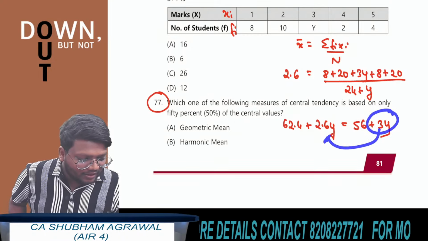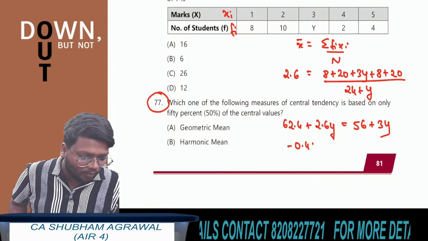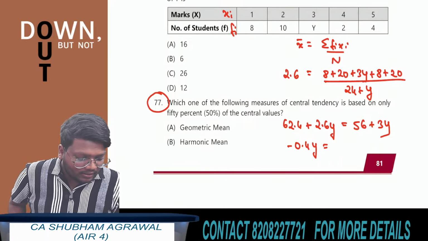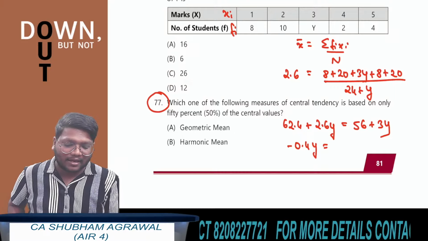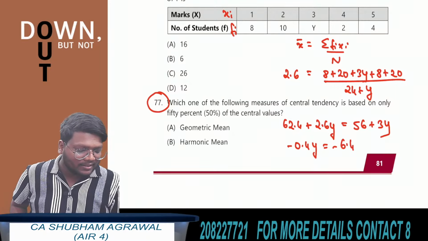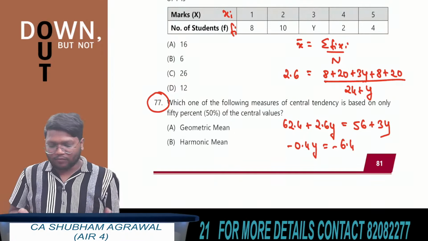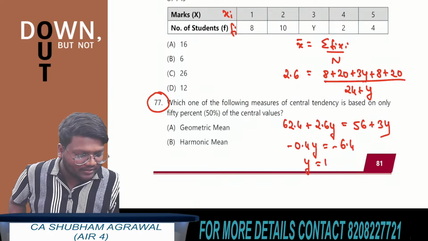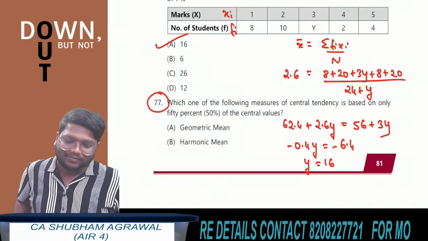This plus 3y when shifted to the opposite side will become minus 3y. So 2.6y minus 3y is minus 0.4y equals to. This 62.4 when shifted to the opposite side will become minus 62.4. So 56 minus 62.4 is minus 6.4. Minus sign will get cancelled. 6.4 divided by 0.4. What is the answer? 16. Y equals 16. Option A is the correct answer. Okay.